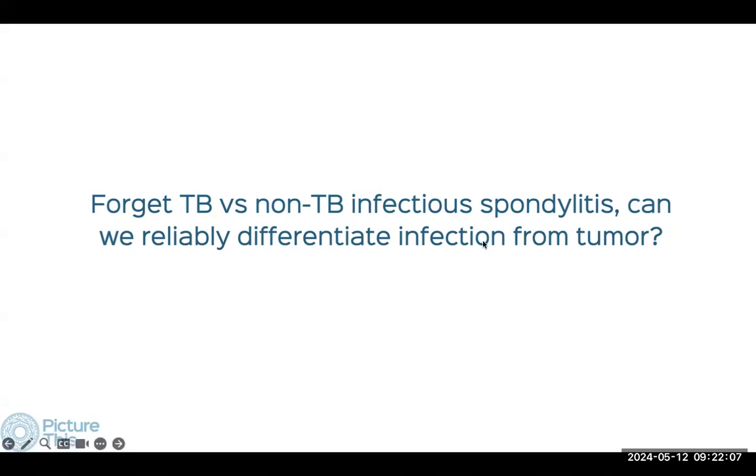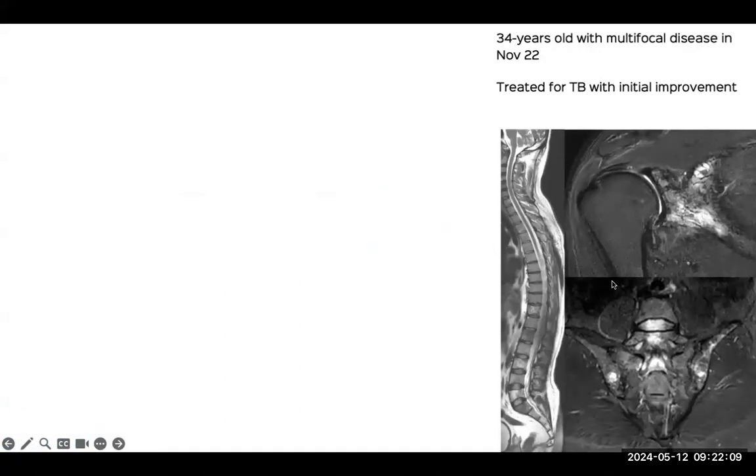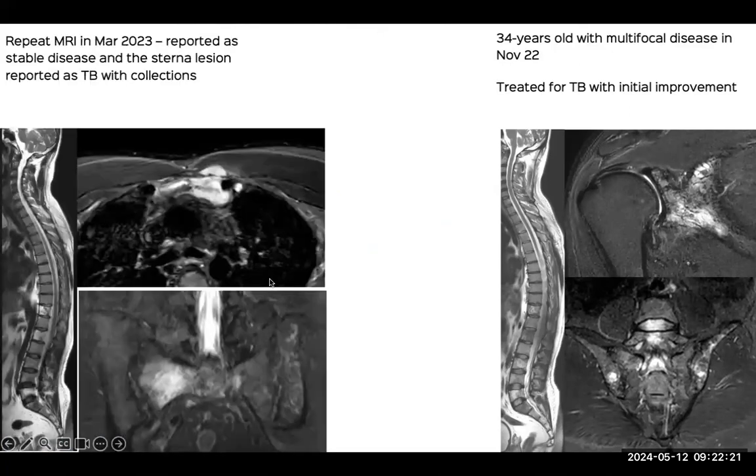Can we reliably differentiate infection from tumor? So this patient was treated for tuberculosis empirically because they said, young patient, 34-year-old, multifocal disease, what else can it be? You've got these classic spine body lesions, that's the SI joint. The patient improved a little bit, and then there was no change. And in fact, this MR was reported as perhaps partial improvement in the SI joint.